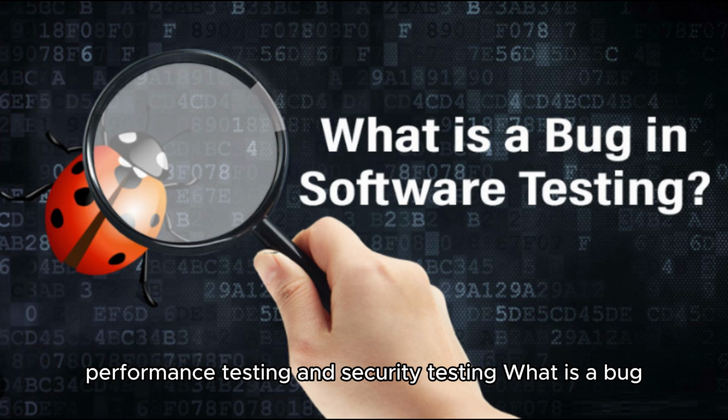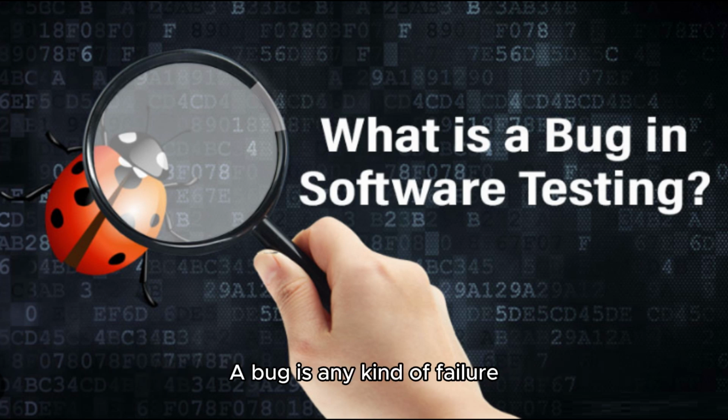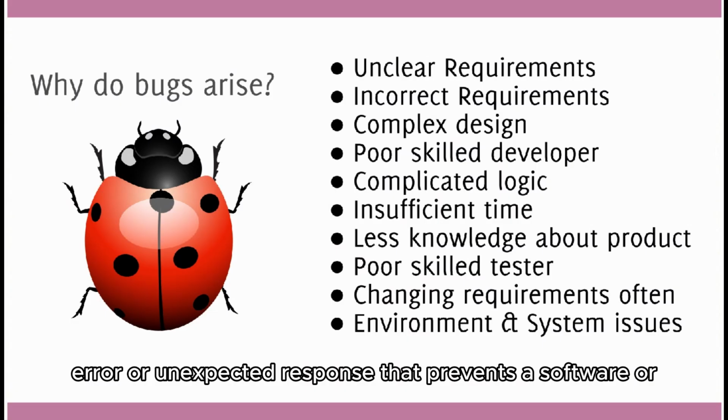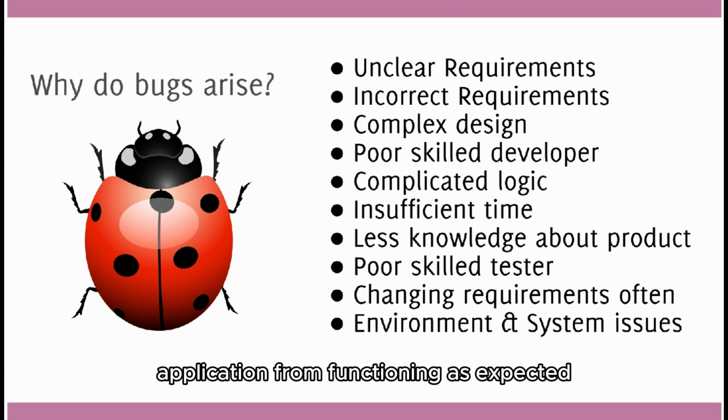What is a bug? A bug is any kind of failure, error, or unexpected response that prevents a software or application from functioning as expected.